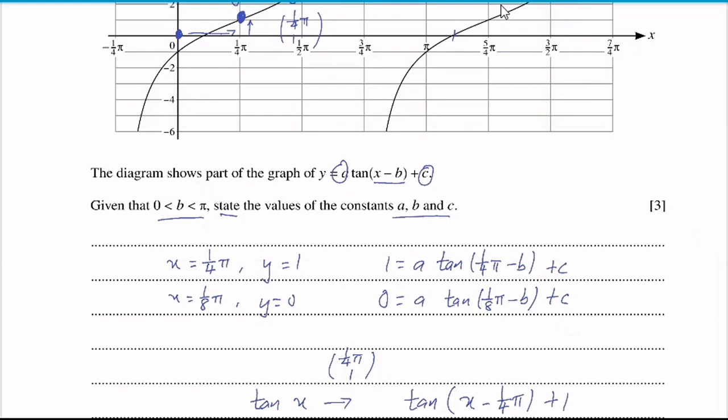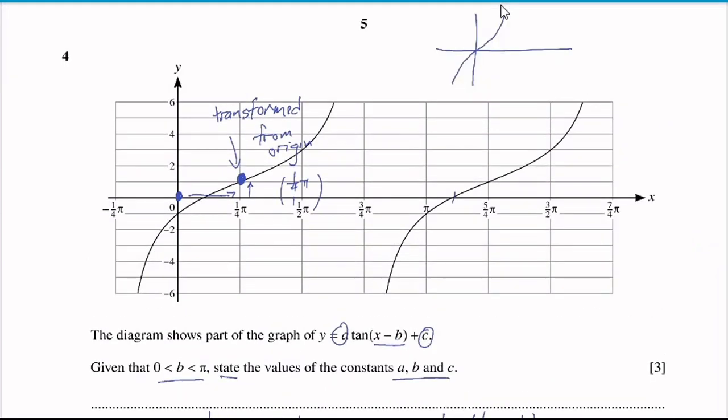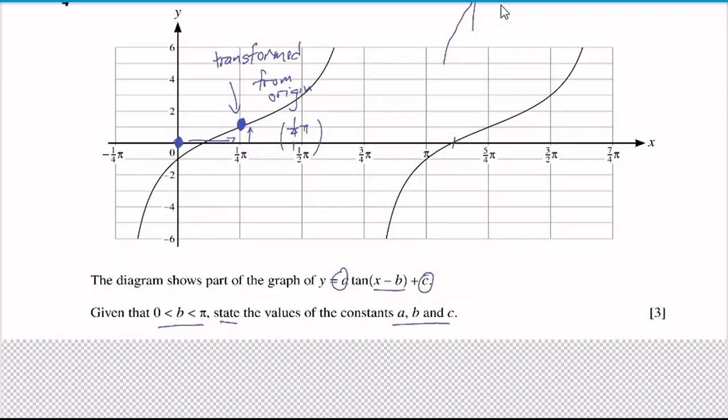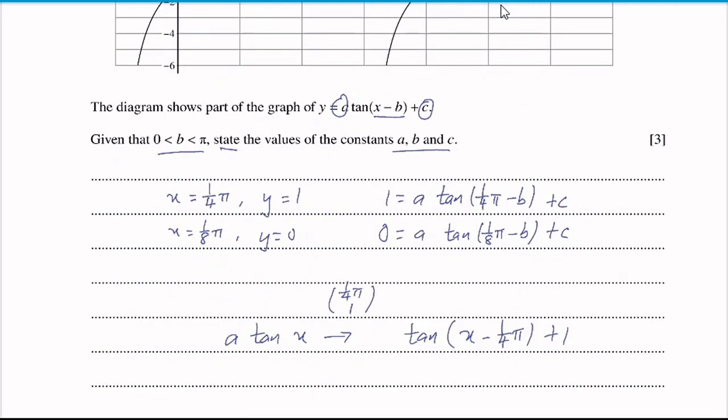Another thing: earlier on, if this is our tangent x, what happens if we multiply this function by a? It becomes a tangent x. The shape still looks the same and it still passes through the origin. So this origin, when we do the transformation, could come from the curve a tangent x, and the transformation doesn't affect the a.